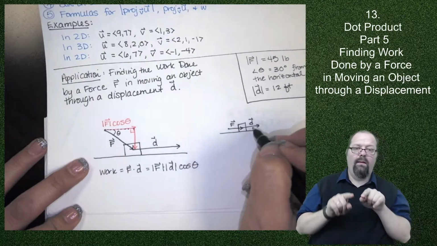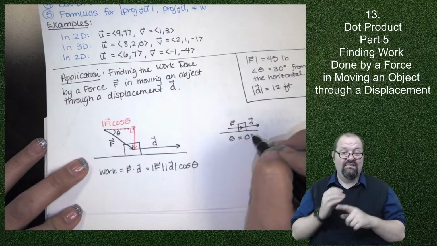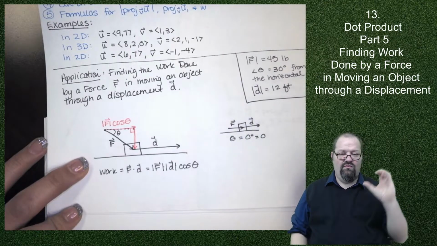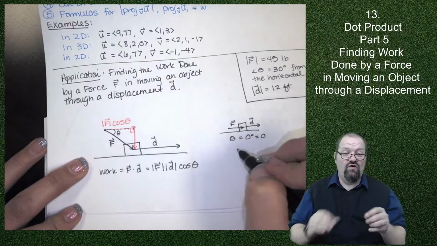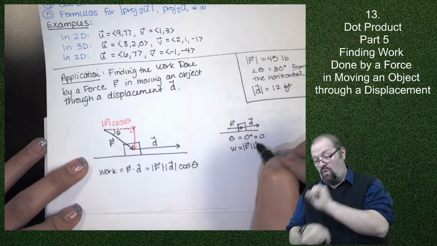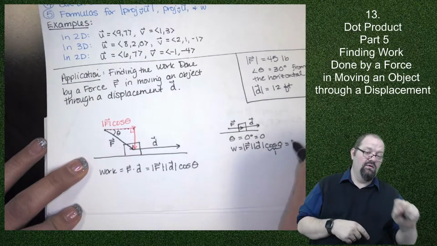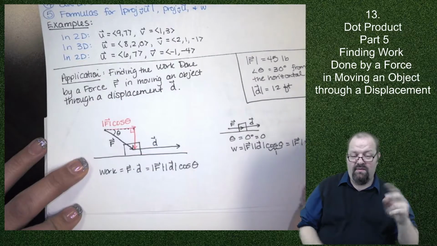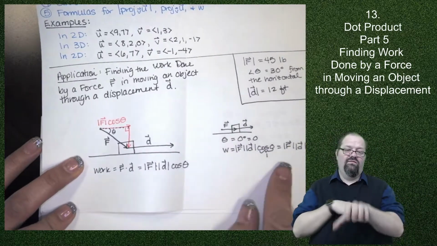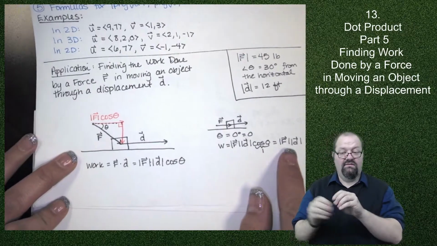Well, in this case, notice the angle between the force and the displacement vectors is 0 degrees or 0 radians. There is no angle between those two vectors. So in that case, the work is the magnitude of the force times the magnitude of the displacement times the cosine of 0, which is 1. So all of my force is contributing to the work done. The whole thing is actually moving it from here to here.